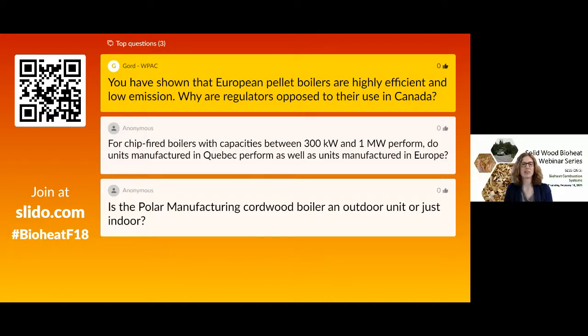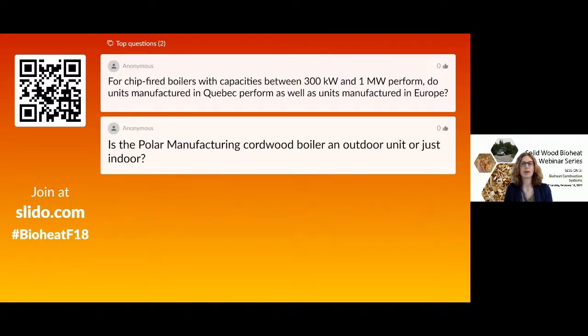So our next question: for chip-fired boilers with capacities between 300 kilowatts and 1 megawatt, do units manufactured in Quebec perform as well as units manufactured in Europe? Are you able to address that one?